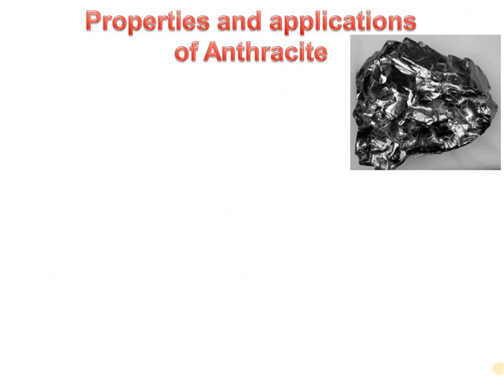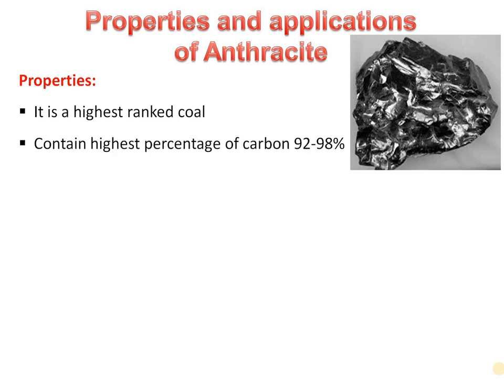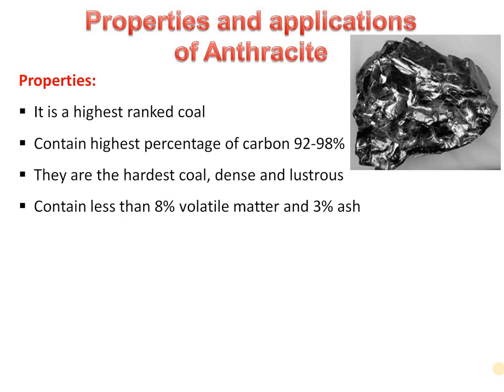Then properties and applications of anthracite. Anthracite is one of the most important solid fuels and it is mainly used as an industrial fuel. So properties: it is the highest ranked coal, containing the highest percent of carbon, around 92 to 98%. They are the hardest coal, dense and lustrous. They contain less than 8% volatile matter and 3% ash.